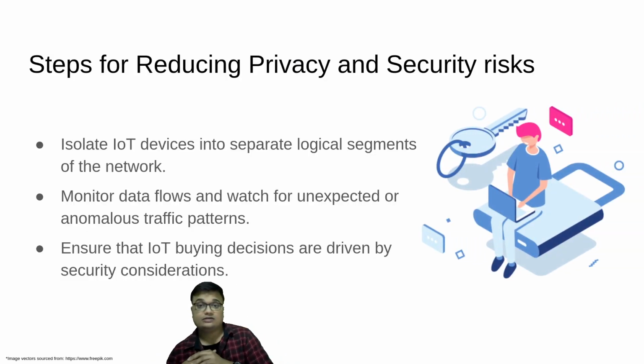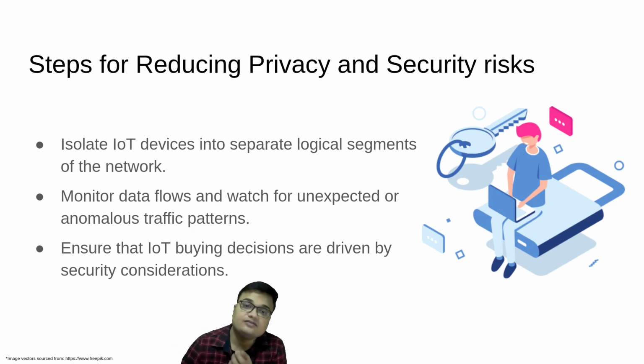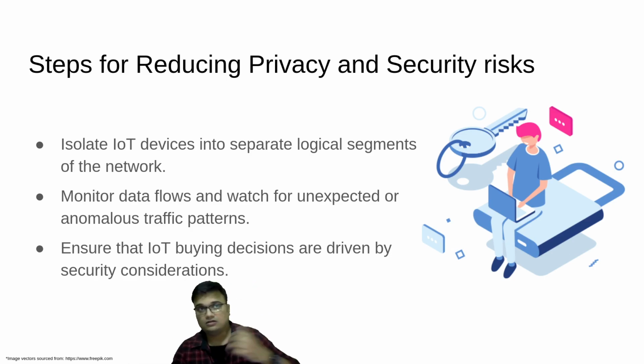Moving forward, we need to be careful in considering how IoT may intersect with personal privacy and data protection. To start with, we can take a few small but important steps to reduce risk. Number one, isolate IoT devices with separate logical segments of the network. Make sure that you don't have your smart devices all connected to the same network. If that happens, if one of them is compromised, there's a chance that all of them might get compromised. So, isolation of IoT devices into separate logical segments of the network reduces that risk by a whole lot.